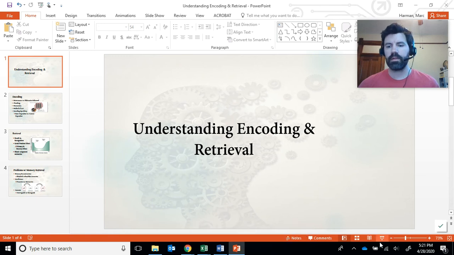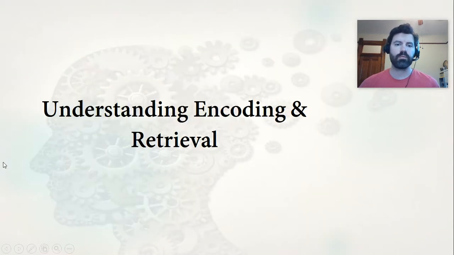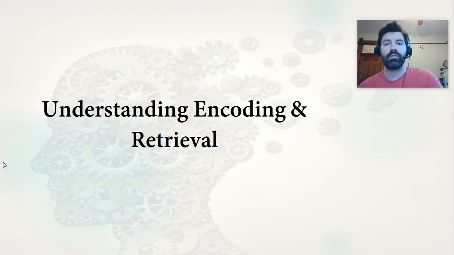Hey everyone, here is lecture number 2 in regard to memory. Our last lecture talked about memory systems and different types of long-term memory, and this lecture is going to focus on encoding and retrieval. Just as a quick review, remember that when we take information from our short-term memory and move it into our long-term memory, that's what we call encoding, and the process of getting that information out of long-term memory is the process of retrieval.